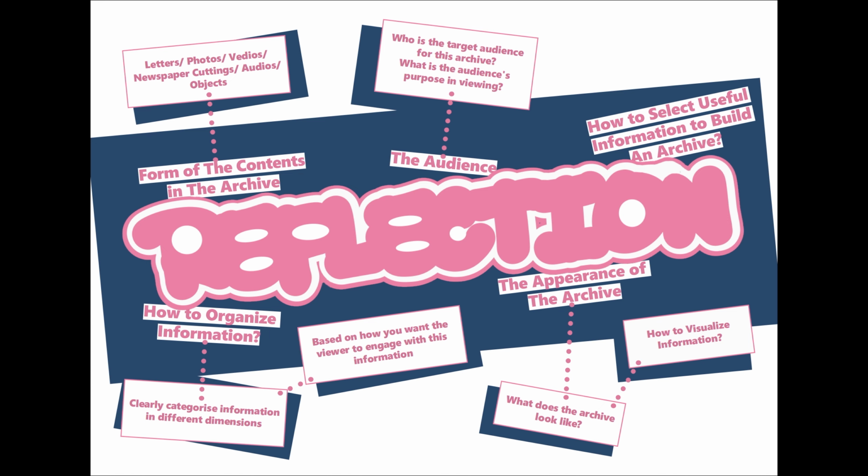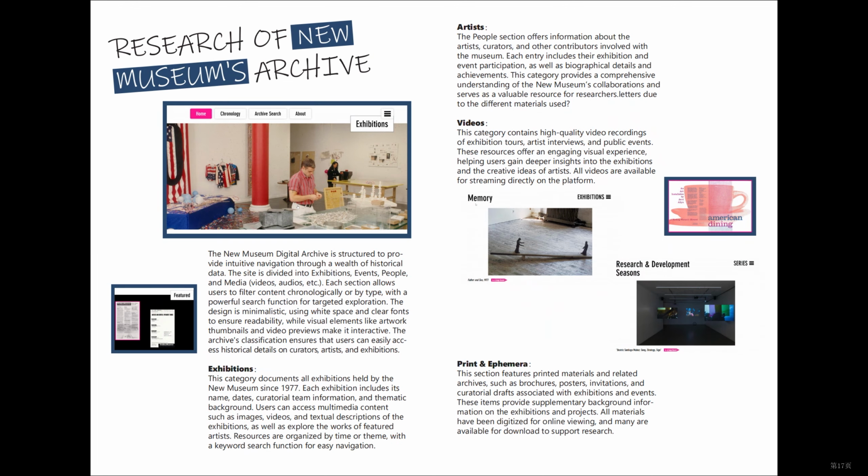When it comes to conducting research toward a specific archive, I chose the digital archive of the New Museum. At the very beginning, I learned the way this digital archive classifies information, which depends on the time of the exhibition, the artist, and the digital presentation format, such as video, audio, and publication.